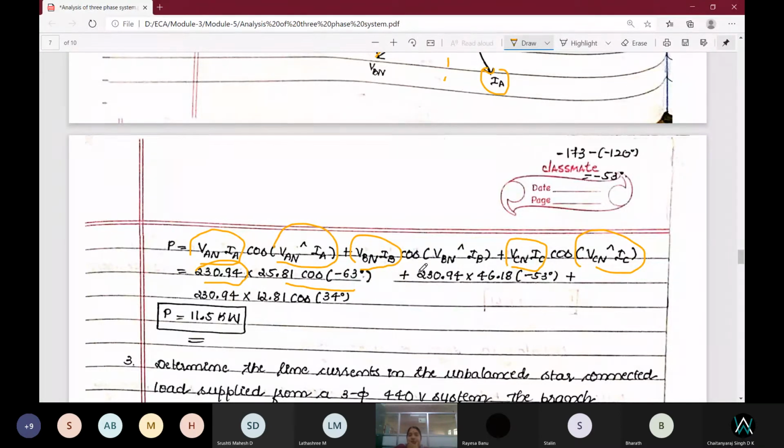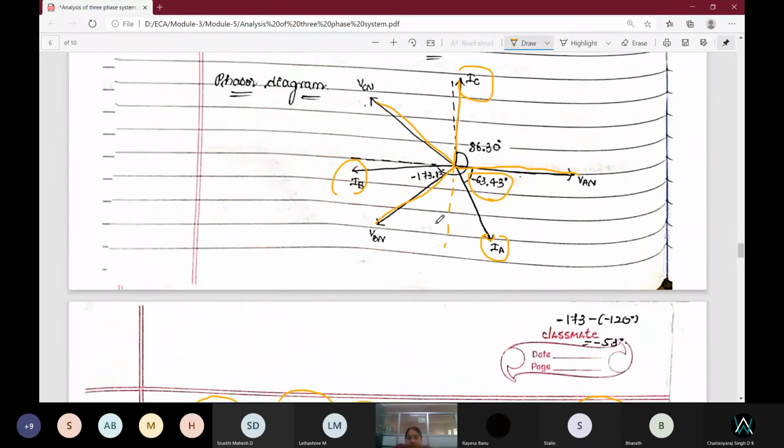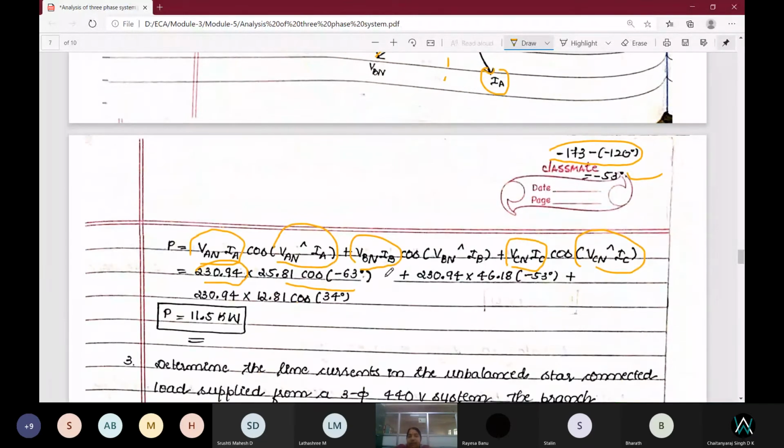Next, the same thing you have to do for VBN, IB and the cos of the angle. Once again, I'll show you. This is VAN, this is IA, this is cos of the angle between VAN and IA, which is minus 63. Next, the angle between VBN and IB. VBN is here at 120 degrees, IB is here at minus 173. So minus 173 minus of minus 120 you will get minus 53. The angle between VBN and IB is minus 53; I have written it here.